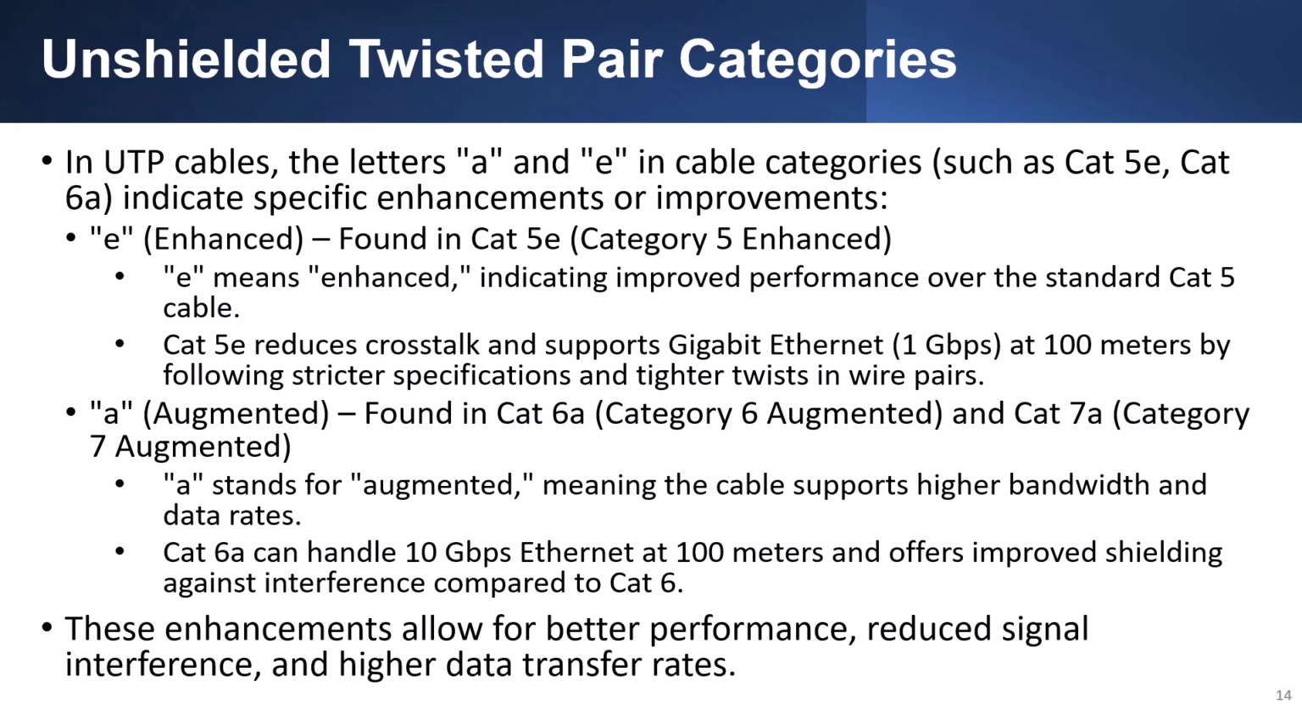A, augmented, is found in Category 6A and Category 7A. A stands for augmented, which means that the cable supports higher bandwidths and data rates. Cat6a can handle 10 gigabit Ethernet at 100 meters and offers improved shielding against interference compared to Cat6. These enhancements allow for better performance, reduced signal interference, and higher data transfer rates.